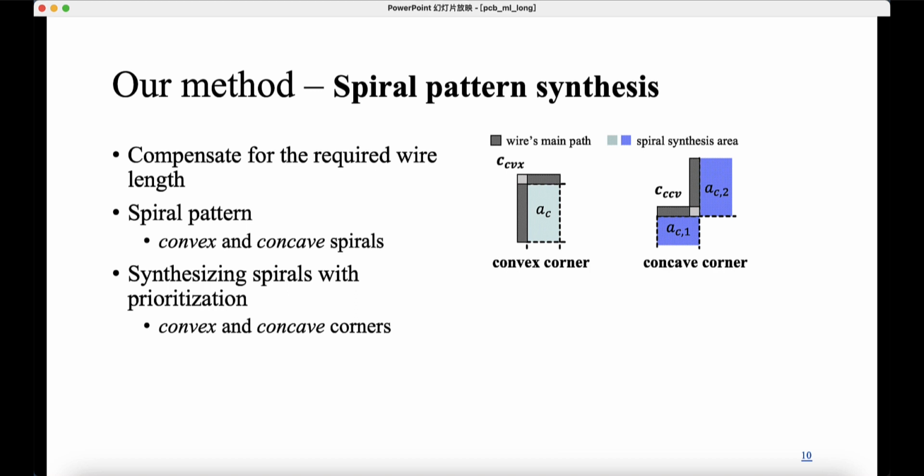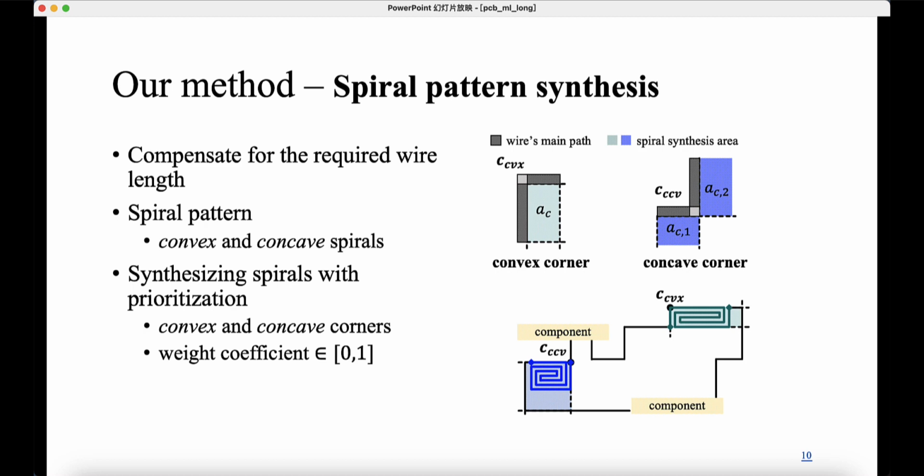Further, to improve the allocation of free routing areas, we provide a weight coefficient within the closed interval from 0 to 1 for each boundary's corner to reflect the severity of routing congestion after the spiral synthesis in that corner. The larger the weight coefficient, the higher the priority for spiral synthesis. After that, we select the areas with higher priorities to place the spiral delay lines. We implement our method for spiral synthesis by constructing a quadratic programming model for wire length compensation.